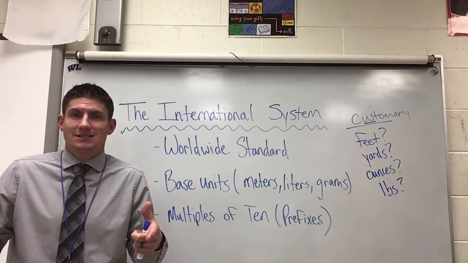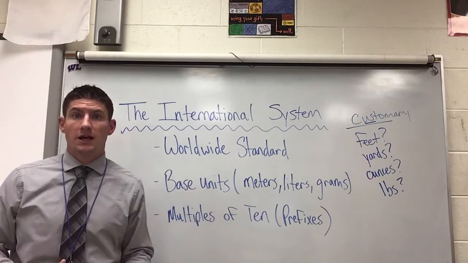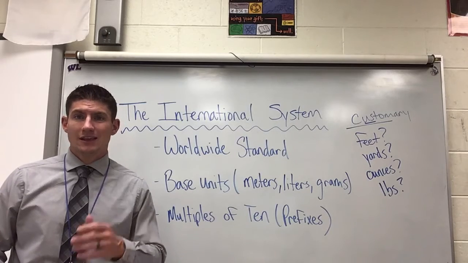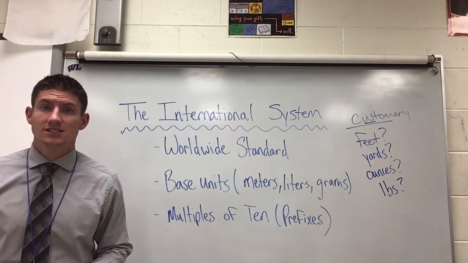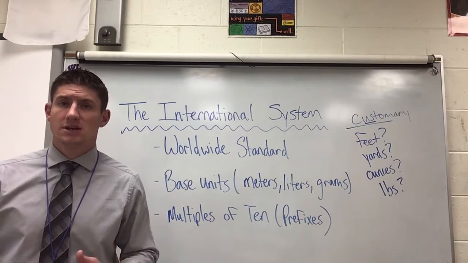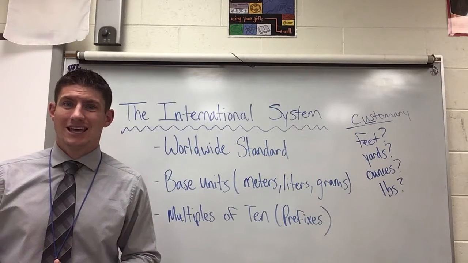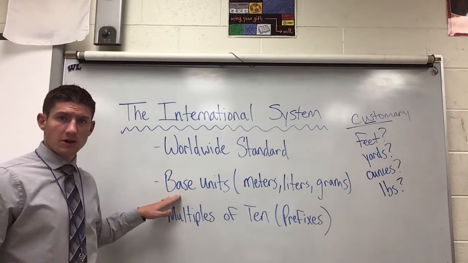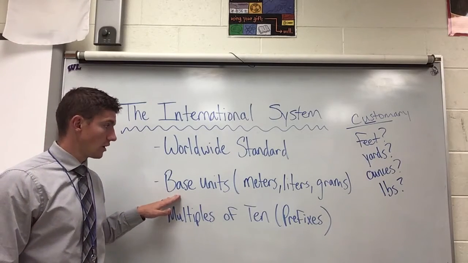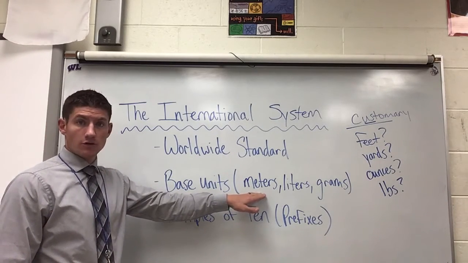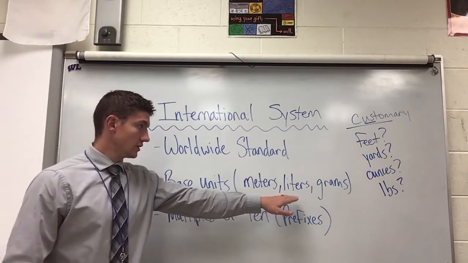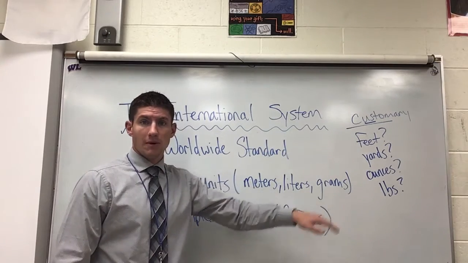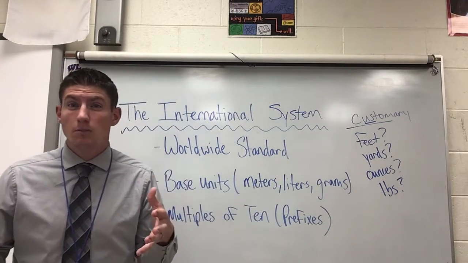That way scientists that are working on different parts of the planet can have the same way in which they're keeping track of data. Now, the SI system, the International System of Units, or metric system as it's sometimes called, is a system of base units that each take care of a specific measurement, such as meters taking care of length, liters taking care of volume, and grams taking care of mass. Those are commonly the three most used.